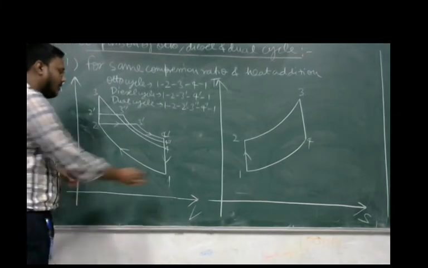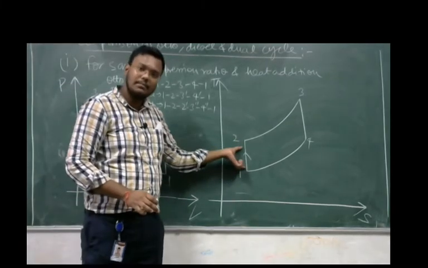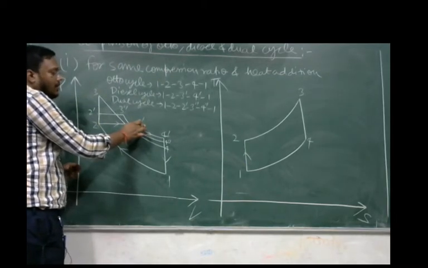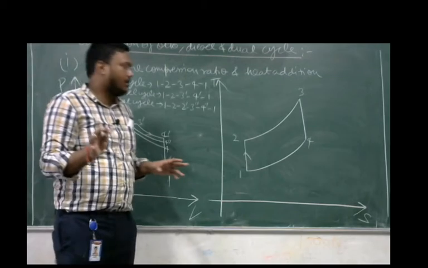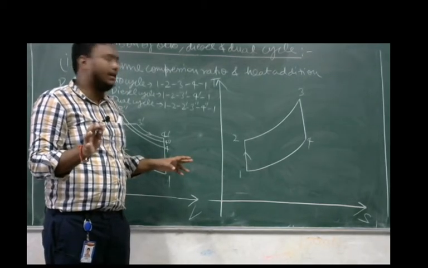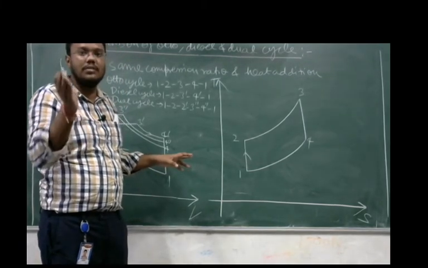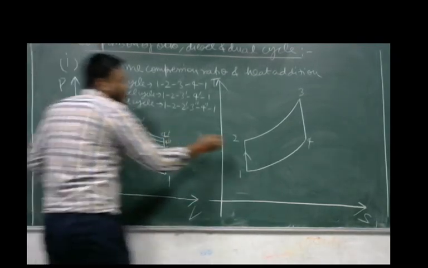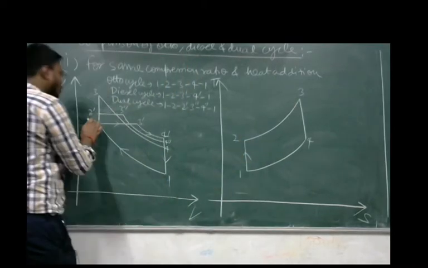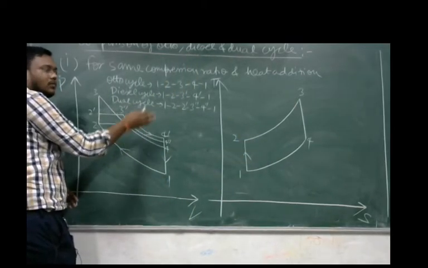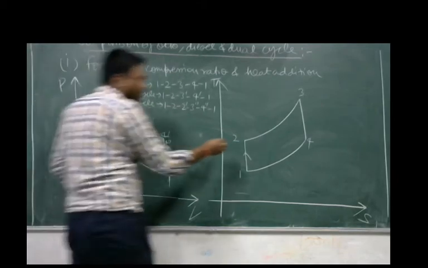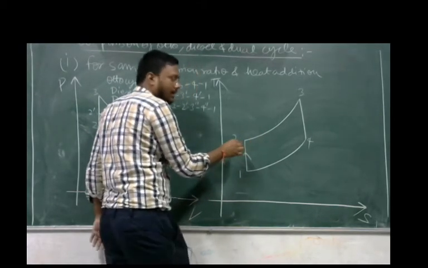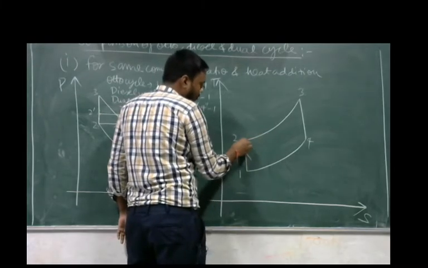Again for diesel cycle, 1 to 2 will be the same, so this line will be the same. But for diesel cycle, when we go from 2 to 3 dash, the slope will decrease, because we know that the slope for a constant volume process is more than the slope for a constant pressure process. 2 to 3 is constant volume, so the slope will be higher. But 2 to 3 dash is a constant pressure process, so the slope will be lower, so the curve will come below this curve. So when we draw for diesel cycle, the curve will come below this curve, so it should be like this.